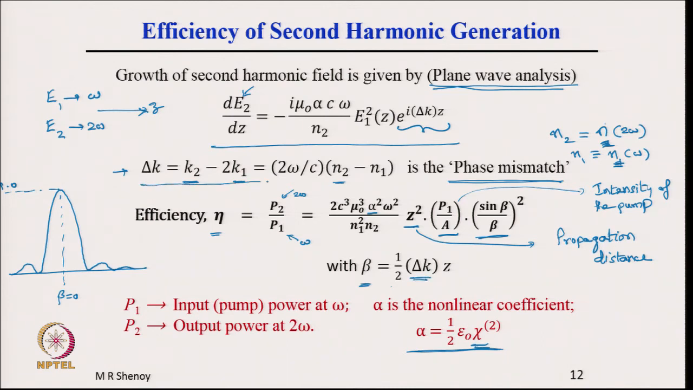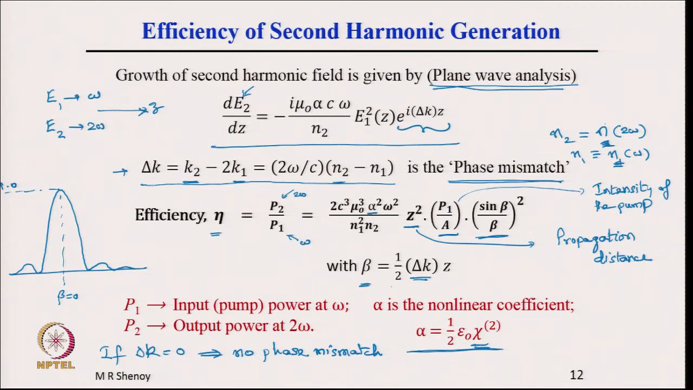So, here is delta k, the expression which is the phase mismatch, and beta will be 0 if delta k is equal to 0. That is, if delta k is equal to 0, which implies there is no phase mismatch, which means the phase velocity at omega is equal to phase velocity at 2 omega, no phase mismatch, the efficiency will be maximum.